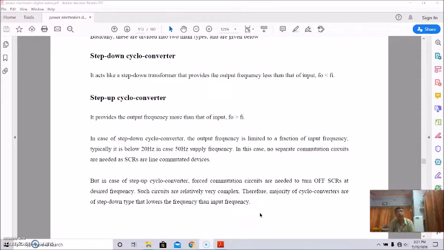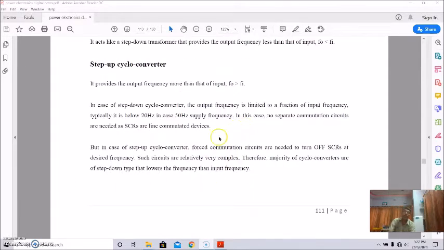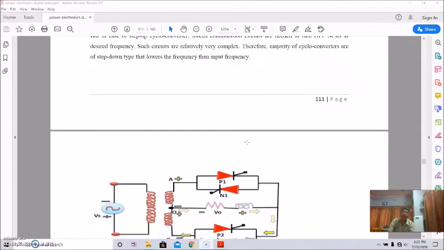Because of the complex turn-off procedures of the step-up cycloconverters, cycloconverters are mostly used as step-down, where natural commutation techniques can be used, because the input frequency of the cycloconverter is 50 Hz and the output should be below 20 Hz. Mostly it is below 20 Hz. So that's why most of the applications are of step down type.